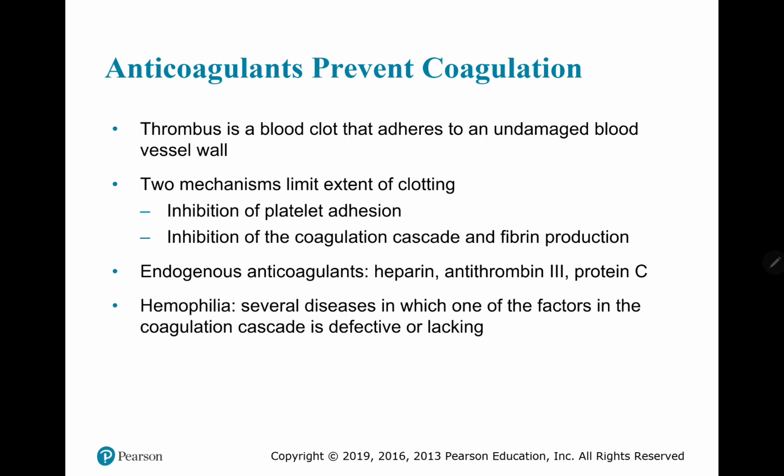And so these anticoagulants are going to prevent coagulation, right? A thrombus is going to be a blood clot that adheres to an undamaged blood vessel wall. So there are two mechanisms that are going to limit the extent of our clotting process so it's not going too far: inhibition of platelet adhesion, and inhibition of the coagulation cascade and fibrin production. So we also have endogenous anticoagulants such as heparin, antithrombin III, protein C, things like that.